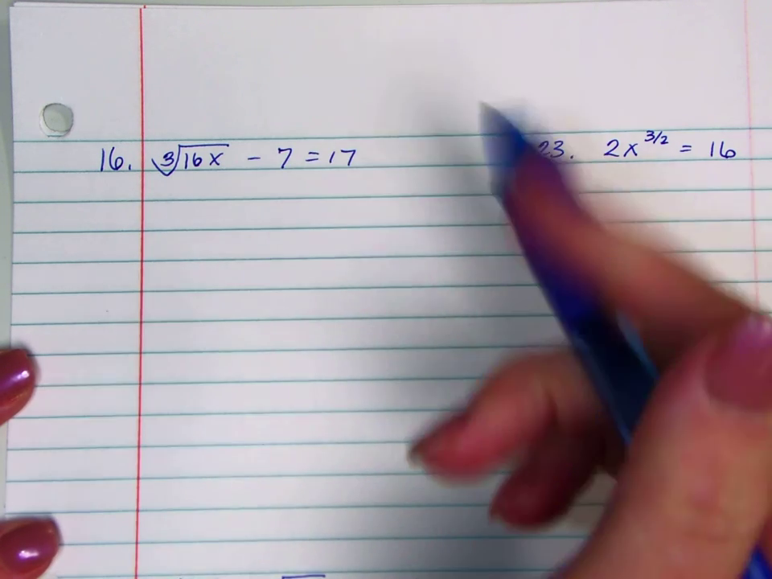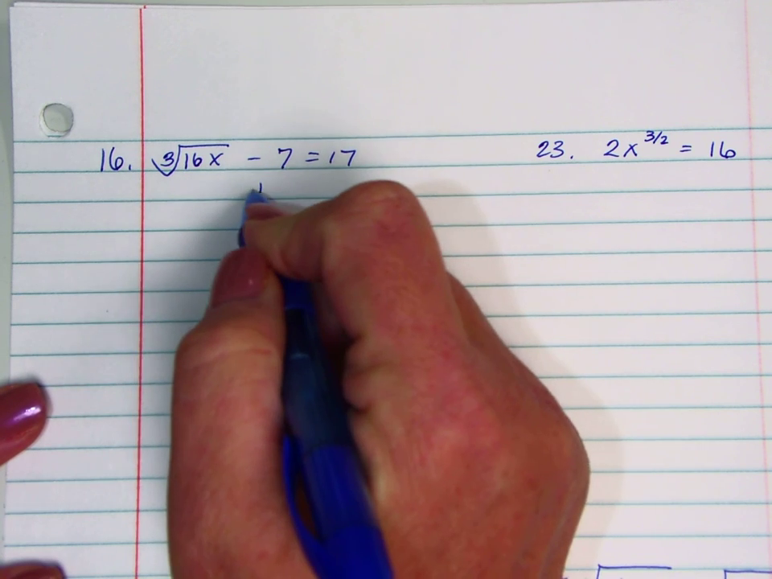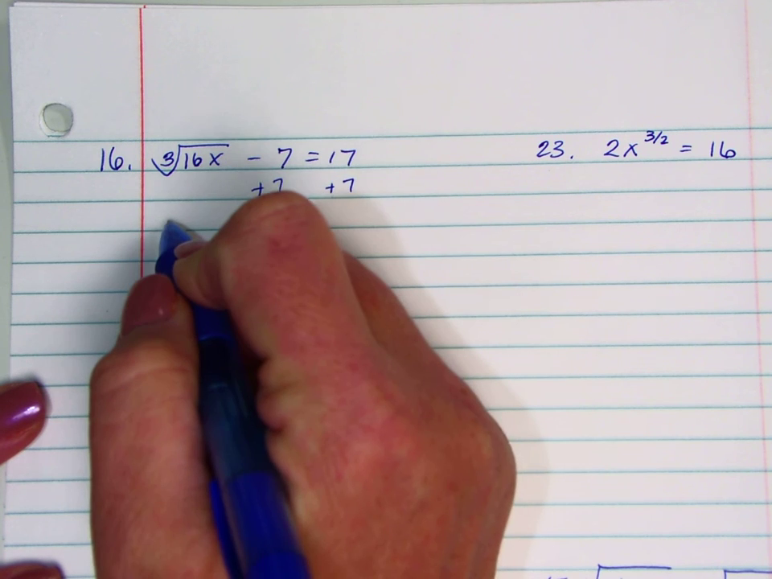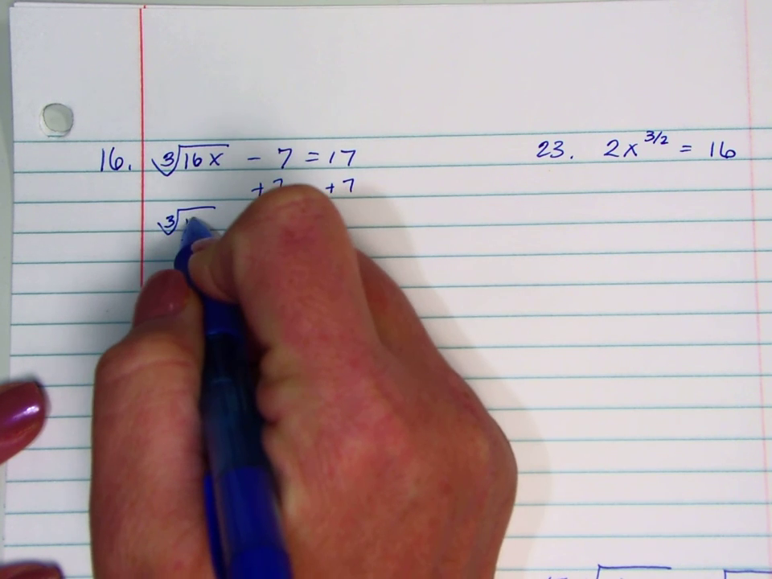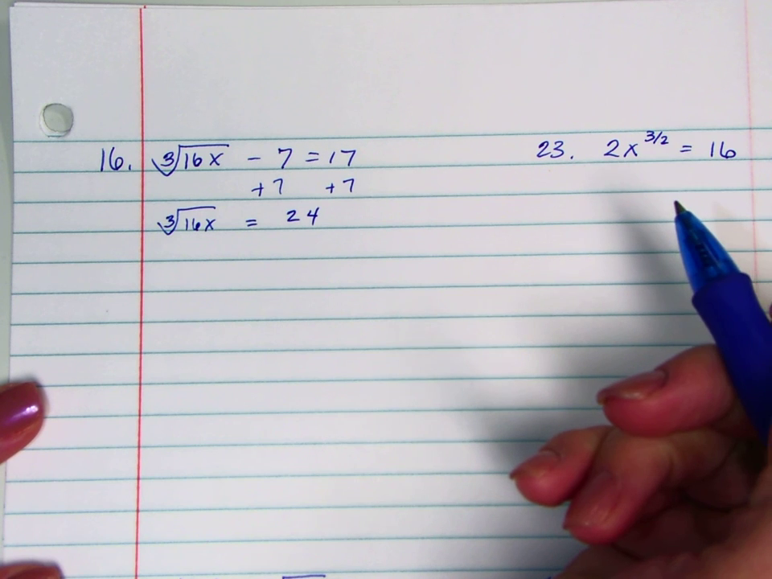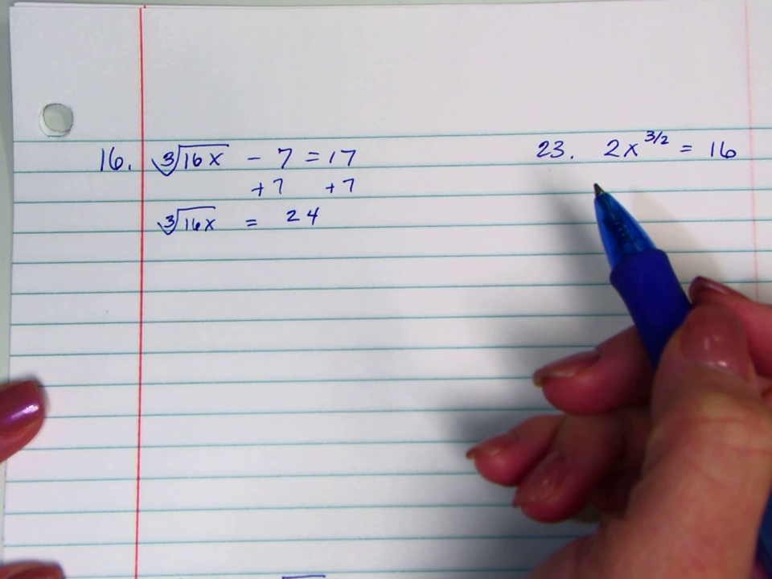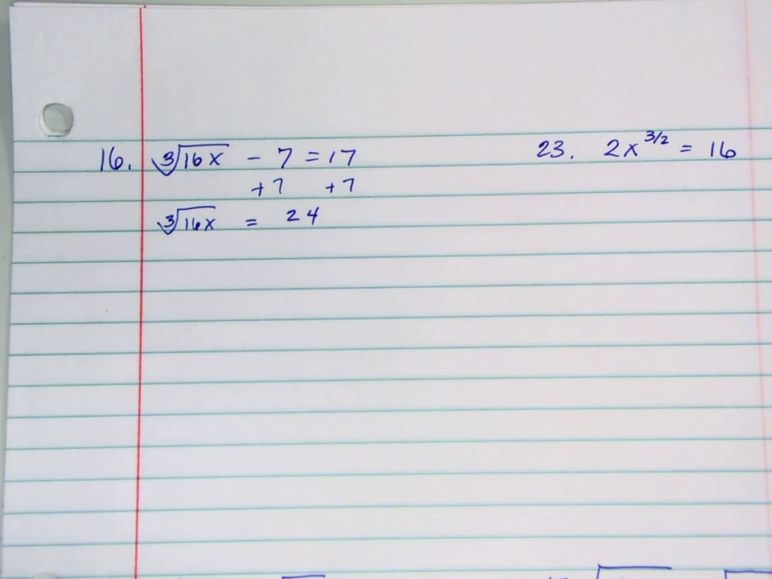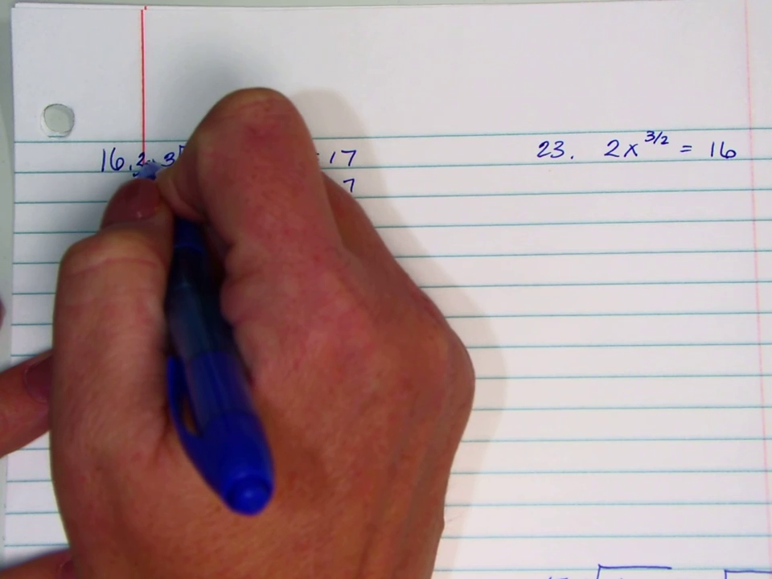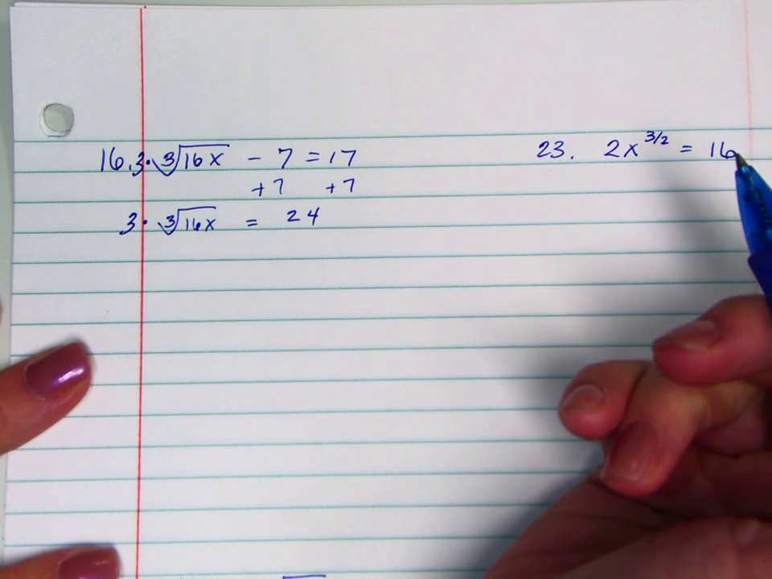So for the first problem, we need to get this third root by itself. So I'm going to add 7 to both sides to try to isolate that root. So it's going to give me the third root of 16x equals 24. So to get rid of the third root, oh, you know what? I forgot something in the problem. It's 3 times the third root. I was thinking that's going to be a really big number, but it's 3 times the third root of 16.